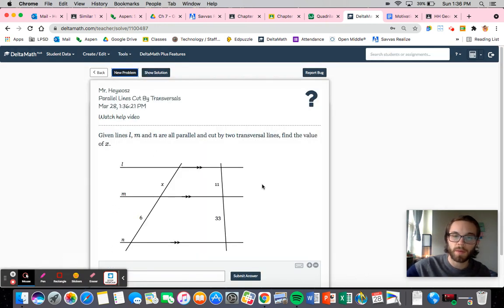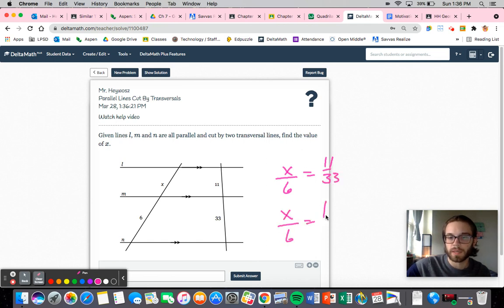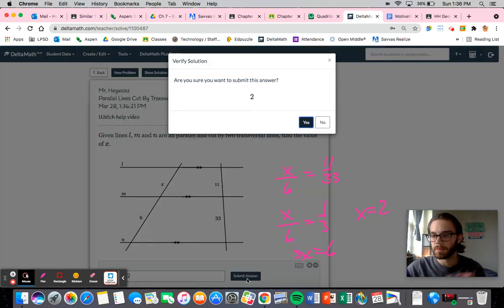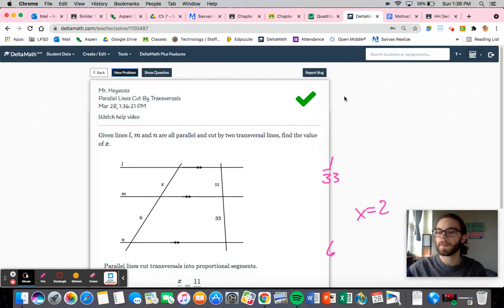Okay. Again, we know that x is to 6 as 11 is to 33. Well, that's easy. X is to 6 as 1 is to 3, right? Simplify. So 3x equals 6, x equals 2. Don't question how we have a 2 and a 6 and 11 and a 33, but point stands. All right. And there you have it.